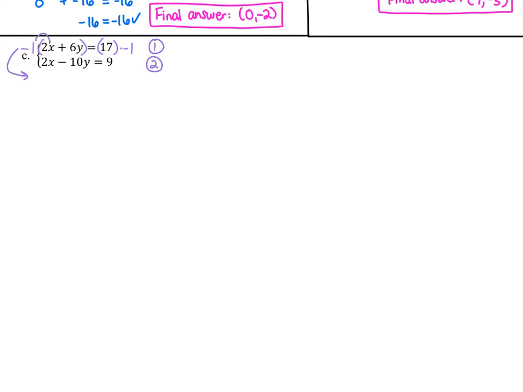Negative 1 times 2x is negative 2x. Negative 1 times positive 6y is negative 6y. And on the right side, 17 times negative 1 is negative 17. So you can see I just did my result down here, and now I don't have to recopy this.